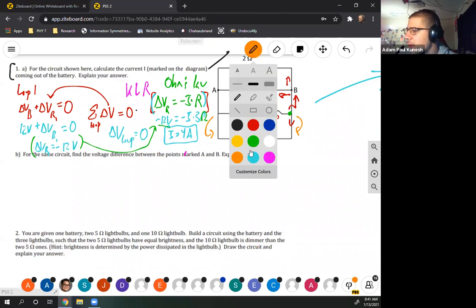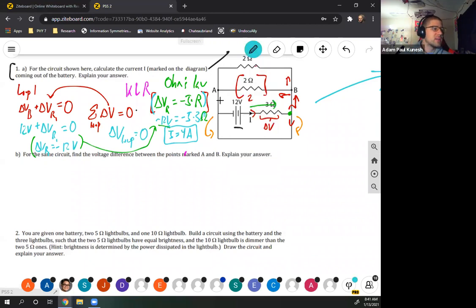There's actually another level of meme here. It's a little bit deeper than that, which is to say that the points A and B are connected by our short.